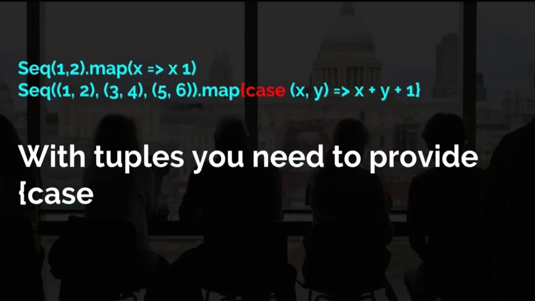But this would not compile, and this is another case which can mix you up while you write Scala programs, because here you need to remember another thing about the syntax. If you use it for tuples, then you need to add curly braces and the case. So you say curly braces, case x, y arrow x plus y plus 1. Remember, if you just have a plain type, then you just write the function. But if you have a tuple, add the damn case.